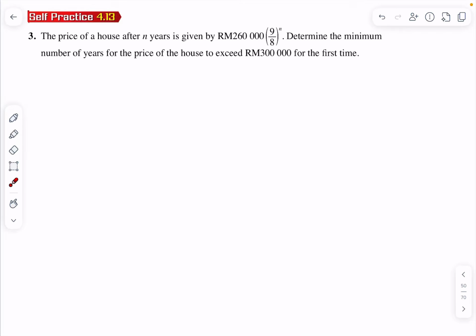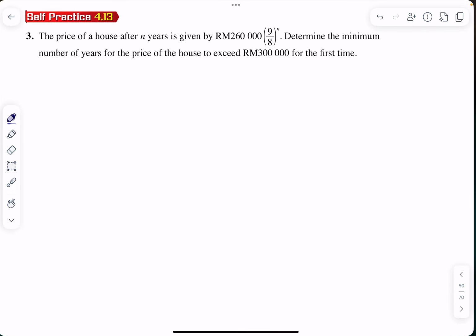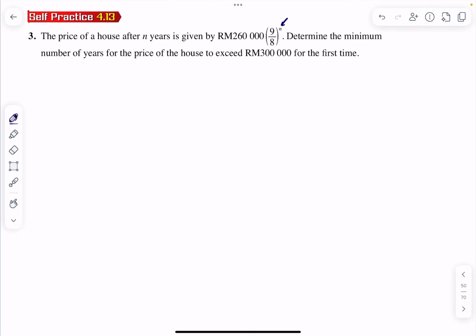Self-practice 4.13, question 3. The price of a house after n years is given by this equation. So if you want to find the price after 5 years, we sub the n with 5. Or if you want to find it after 10 years, you just sub the n with 10. Okay. Determine the minimum number of years.